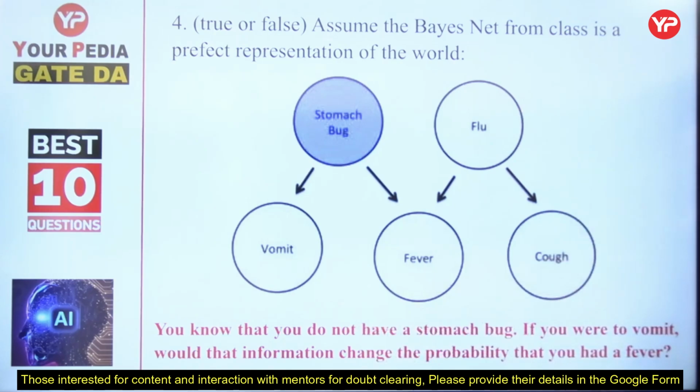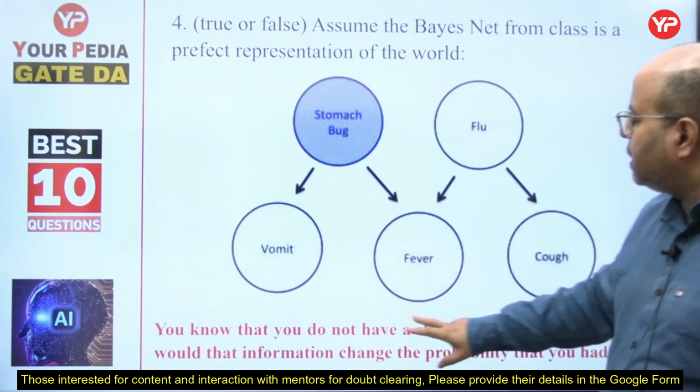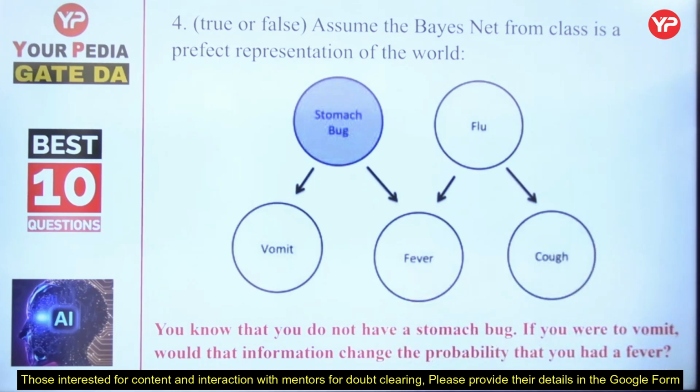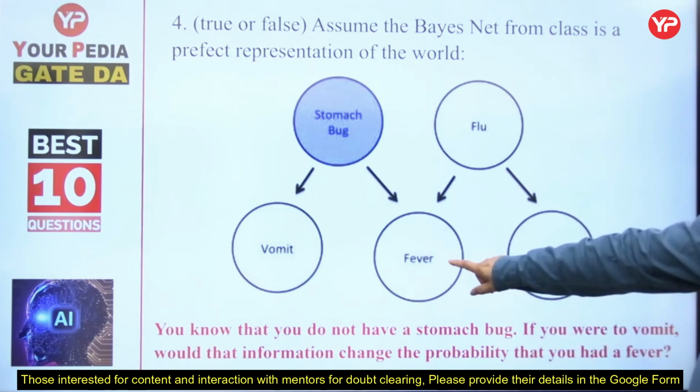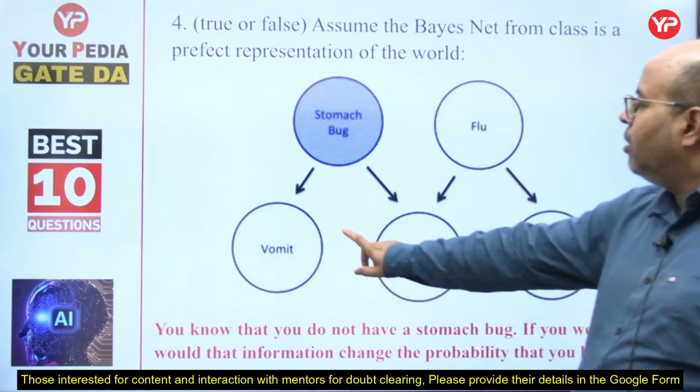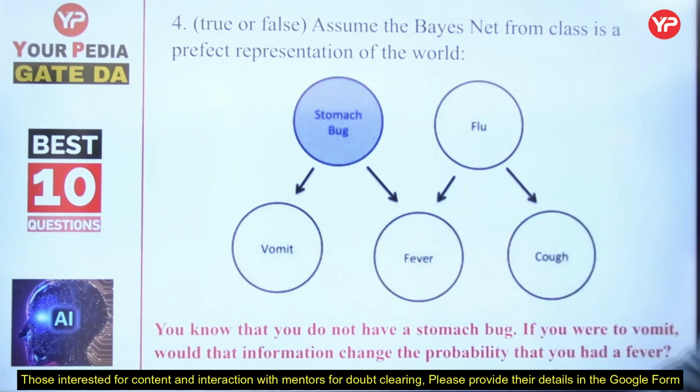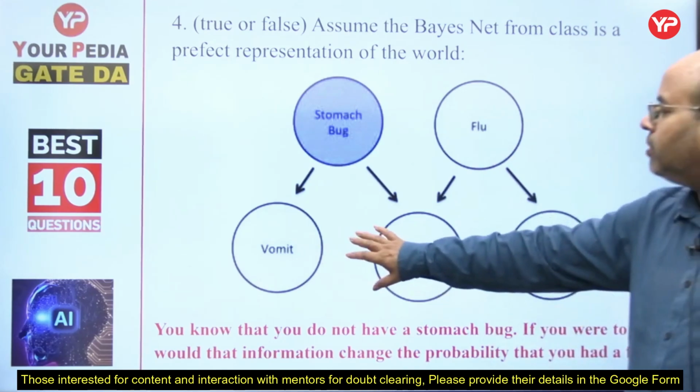We know that I don't have a stomach bug. Now if you were to vomit, would that information change the probability that you had a fever? Fever is there. But here you see, vomit is independent of fever. There is no connection between them.